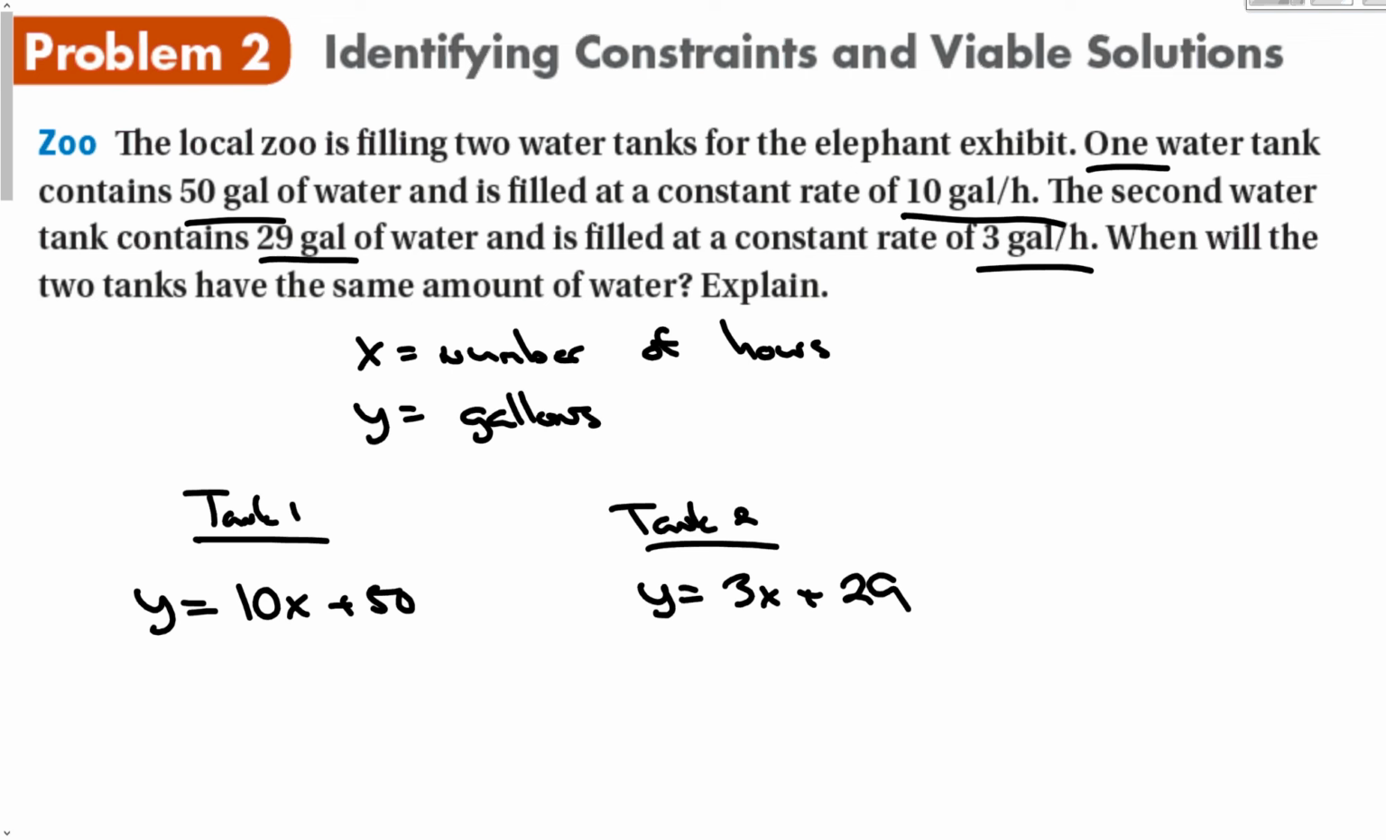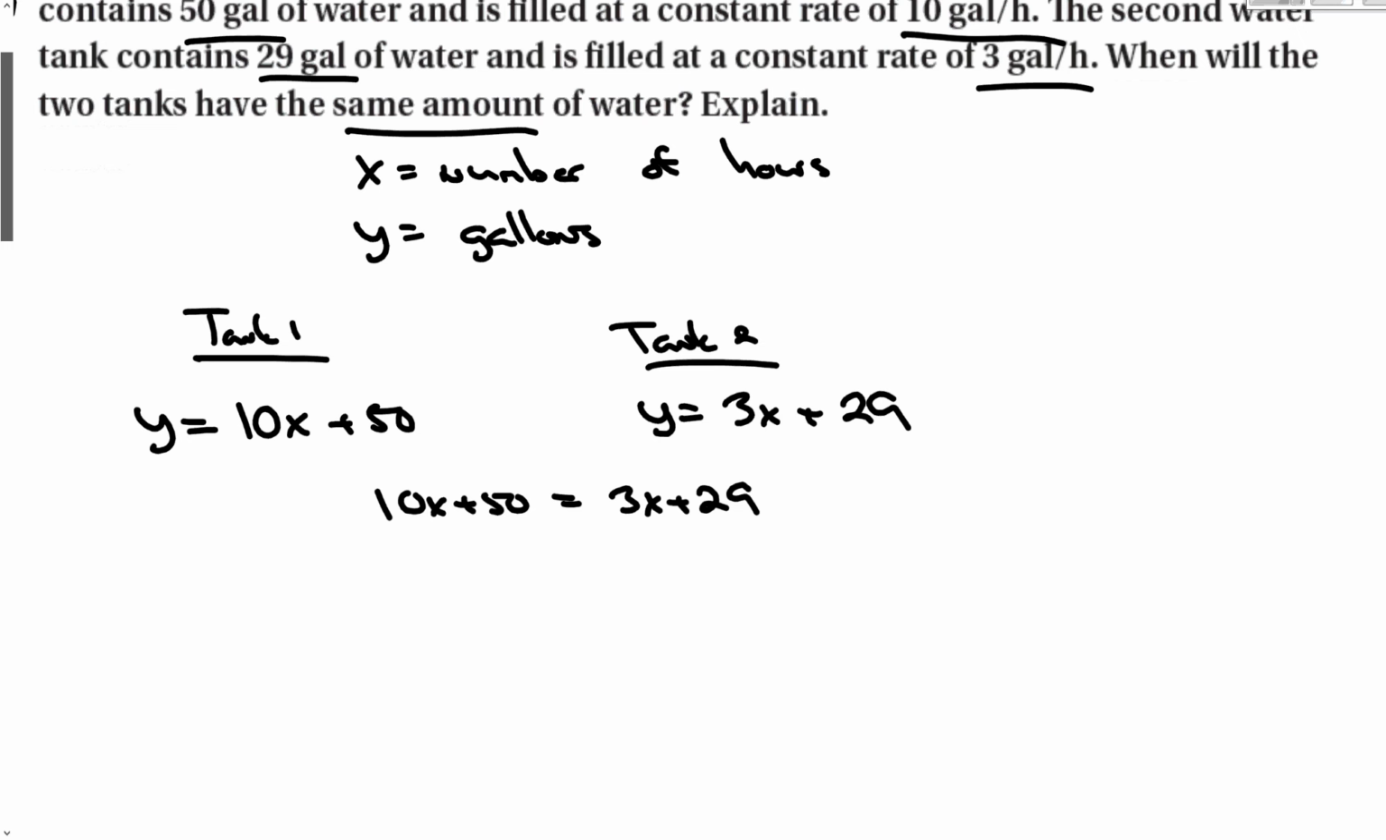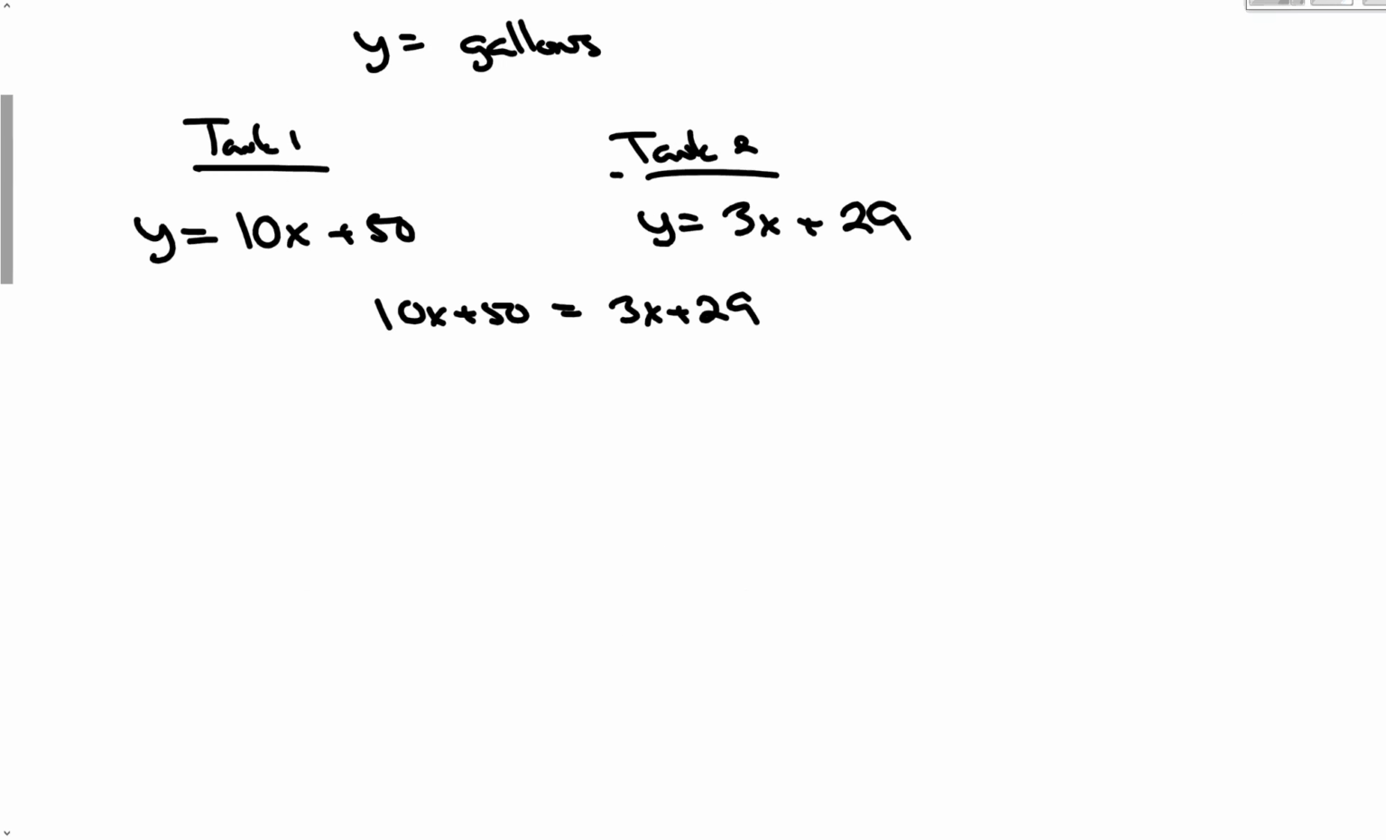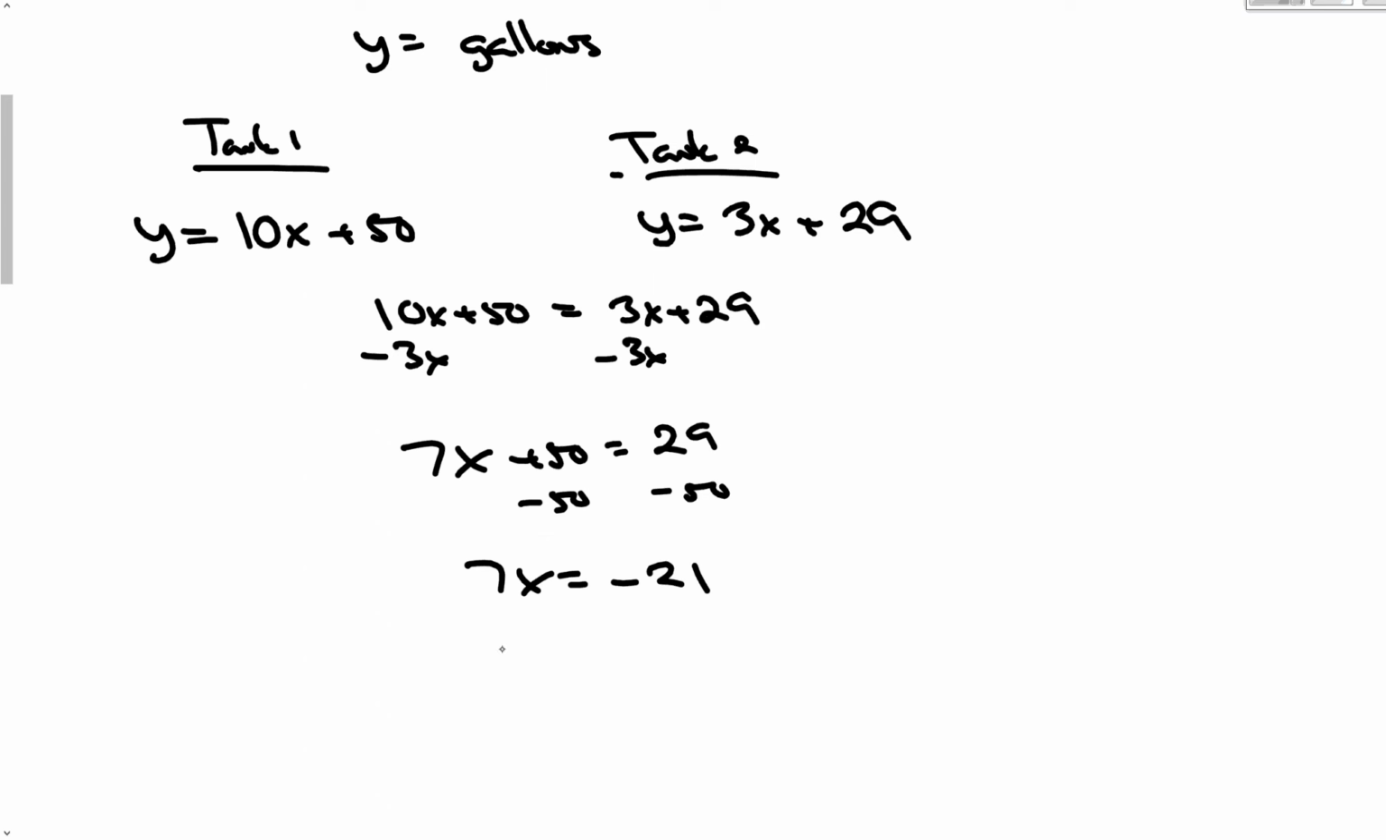The question says, when will the two tanks have the same amount of water? So since I made equations that are both equal to y, and since I want to know when these two things are going to be the same, I can set them equal to each other. Okay, let's get a little more room here. So subtract 3x from both sides. We have 7x over there plus 50 is equal to 29. Subtract 50 from both sides, and I have 7x is equal to negative 21. Divide out the 7, so x is equal to negative 3.